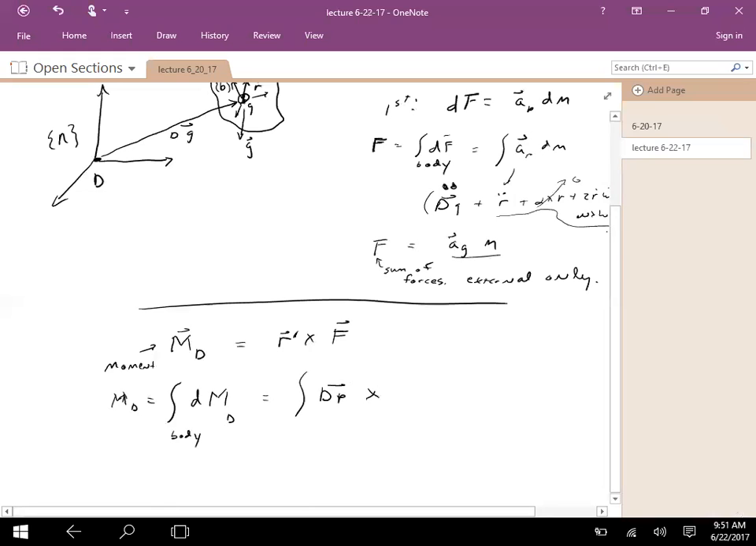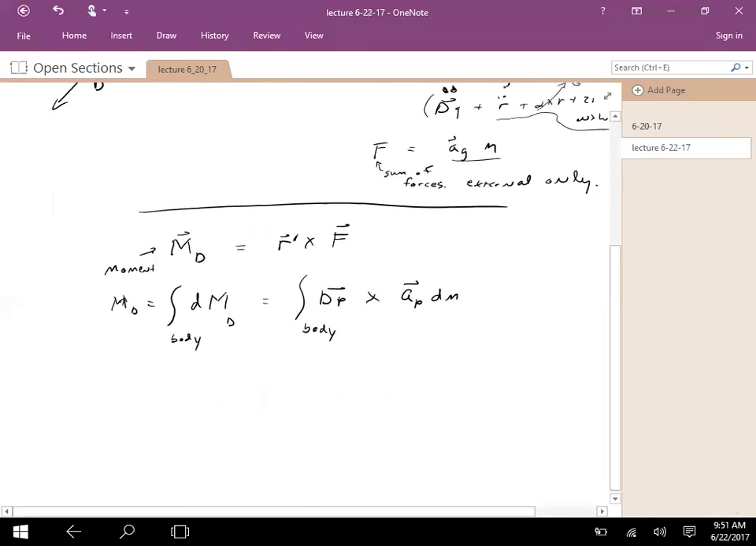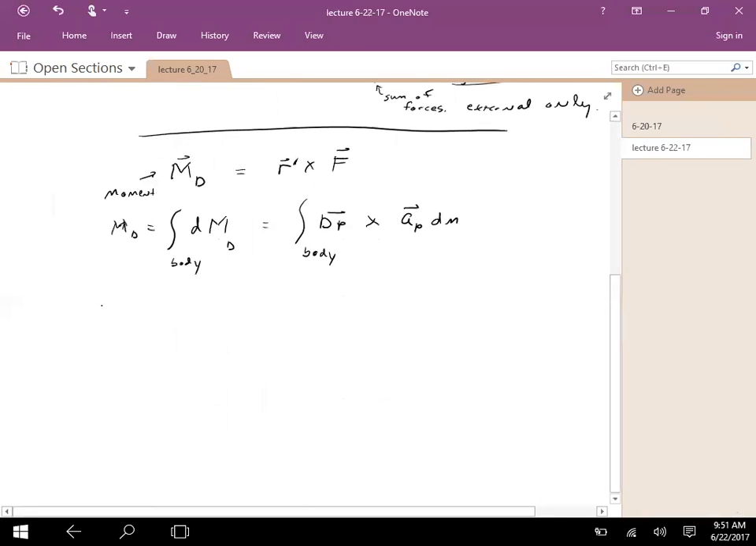We're actually going to see where all these terms go in just a moment. I'm going to cross it with the acceleration of P times dm. So effectively, I've got R cross df, so dm is R cross df. I'm going to do that over the body. So I'll probably stop writing the integrals over the body. So the sum of moments on the left-hand side, I sum all the moments, and these are the external moments.